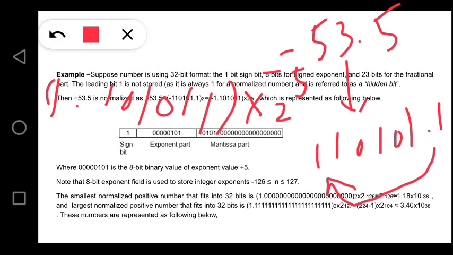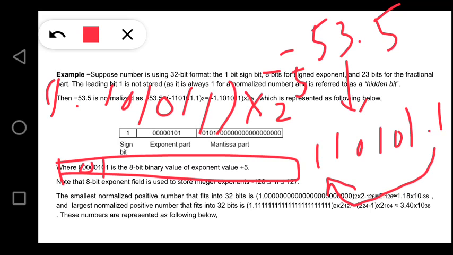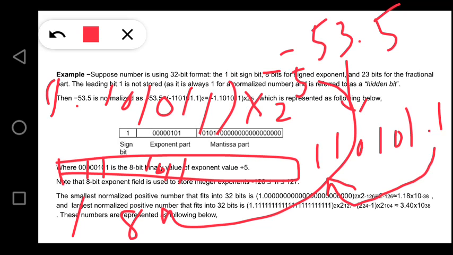So first, in this 32-bit, 1 bit is reserved for sign. Okay, number is minus, right? Minus 53. So 1 bit, 8 bits for exponent part. So the exponent part is 5, right? 101, and you put the remaining 5 zeros here, and represent this 101011 and zeros.